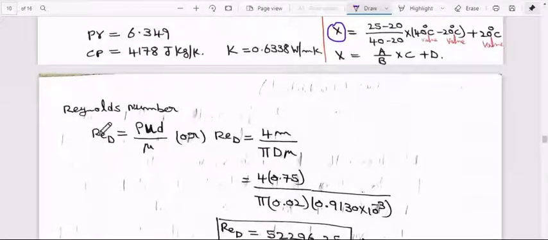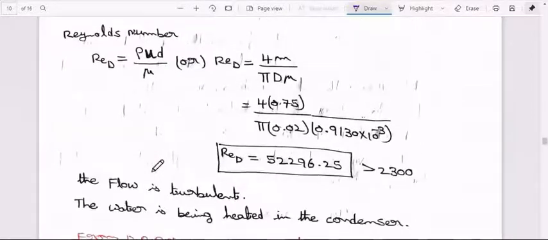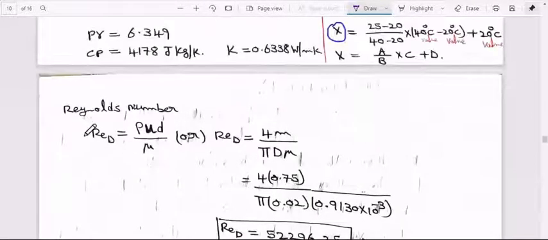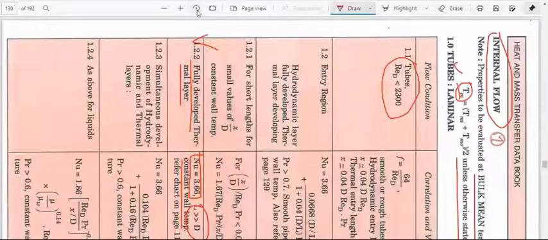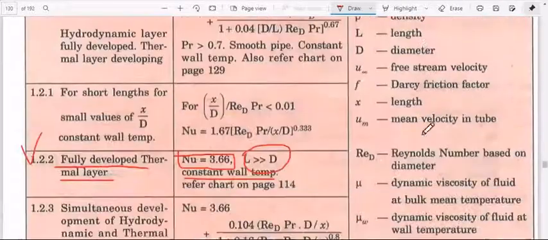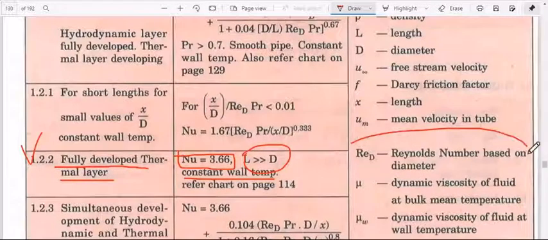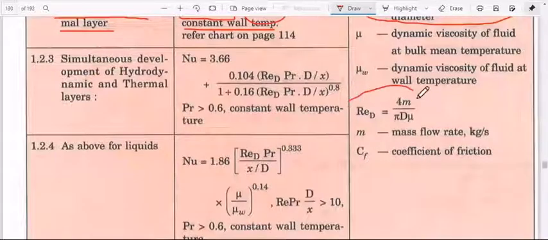So here Reynolds number, is it laminar or turbulent? That means 2300, less than or greater than. So what is the RED formula? From the data book, page number, internal flows. RED is equal to Reynolds number based on the diameter. The formula is RED equal to 4m by pi d mu.